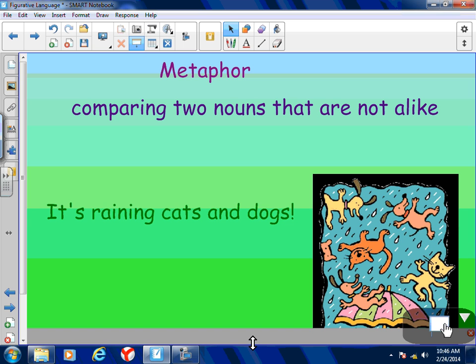Look at the picture. Can you see the sky raining cats and dogs? Of course not. If I say it's raining cats and dogs, what do I mean? I mean it is raining heavily. Instead of saying heavily, I said cats and dogs to clarify the meaning. So we call this a metaphor.